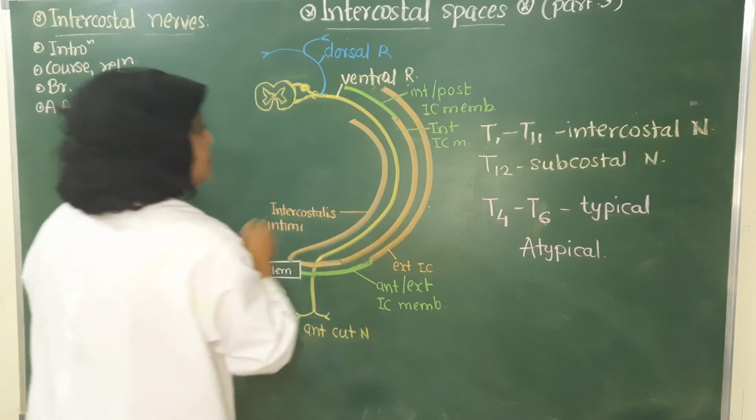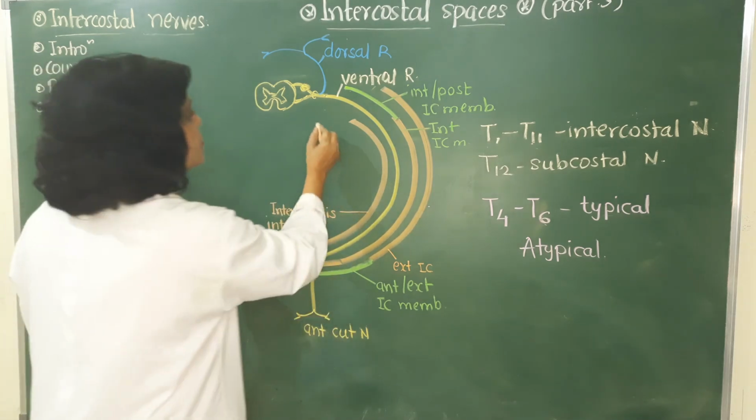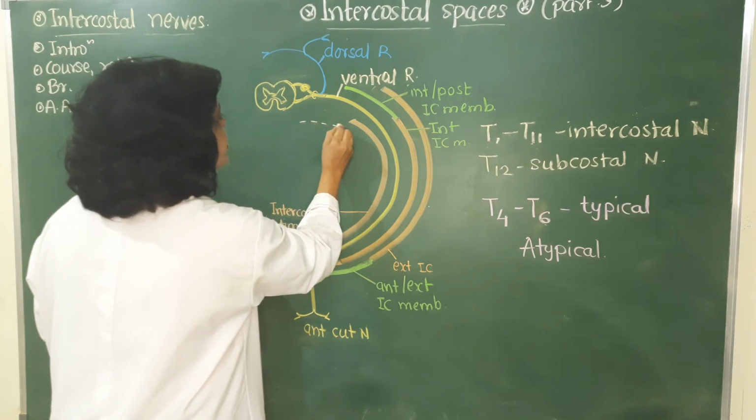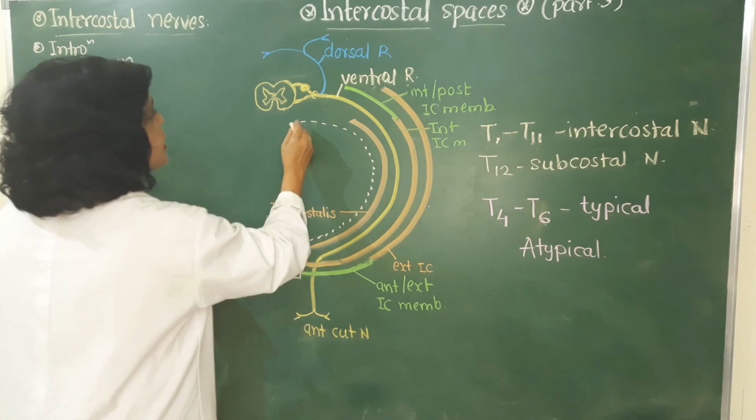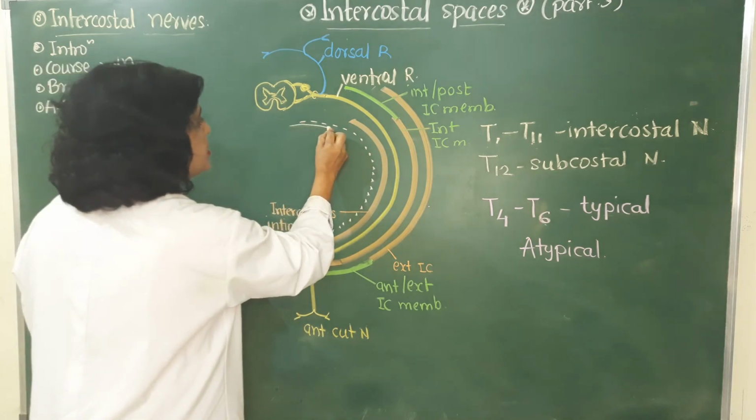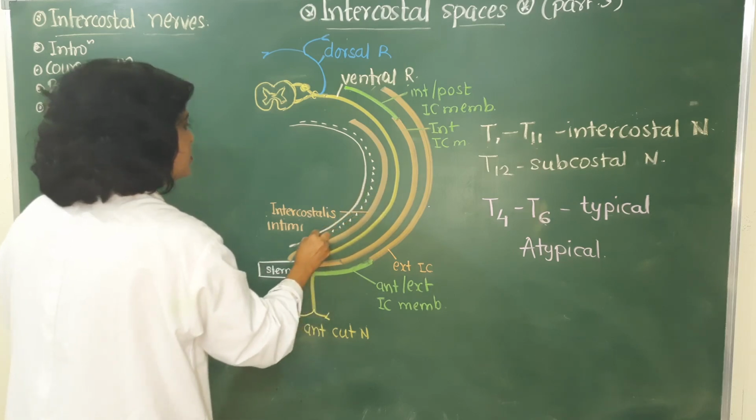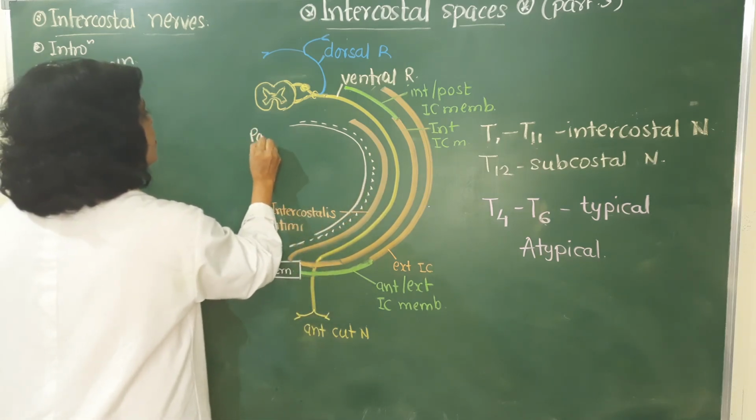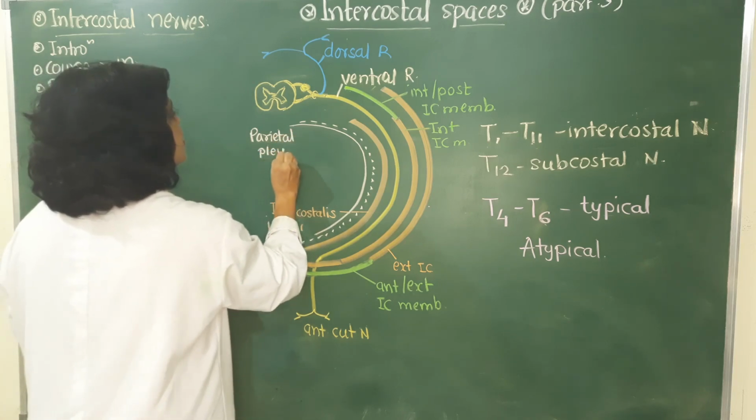Now inner to this you get the endothoracic fascia, which I am drawing as a dotted line, and inside that you get the parietal pleura. So this is the parietal pleura.